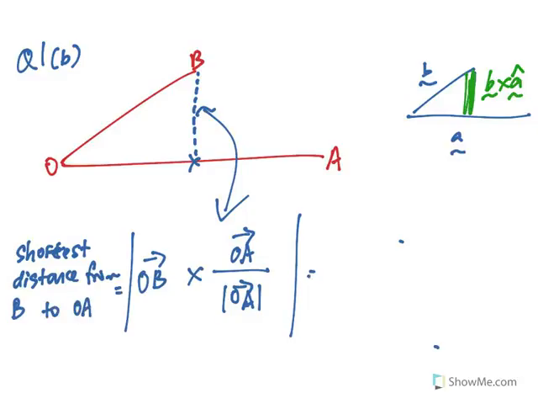And from here, a lot of people will do this. So OB is equal to 3, negative 2, 4. Scalar product, 1 over square root.